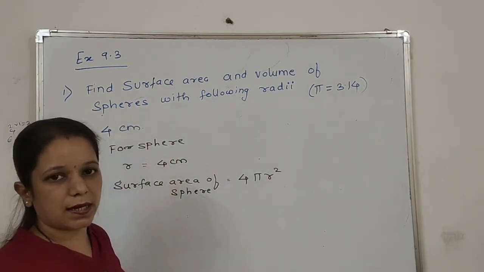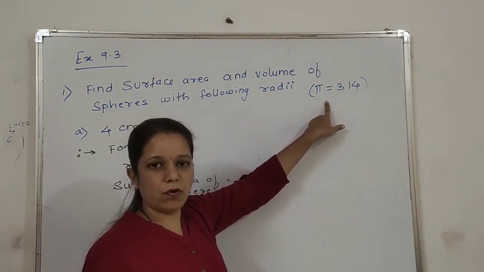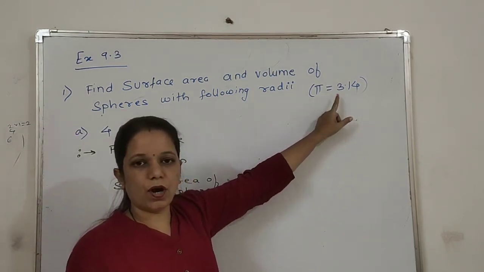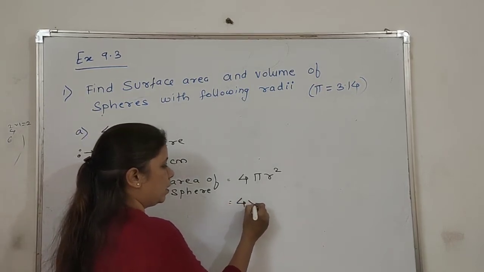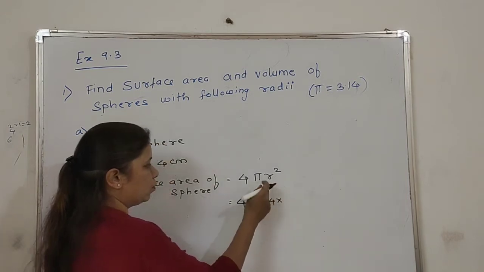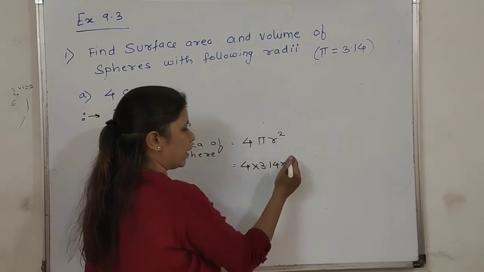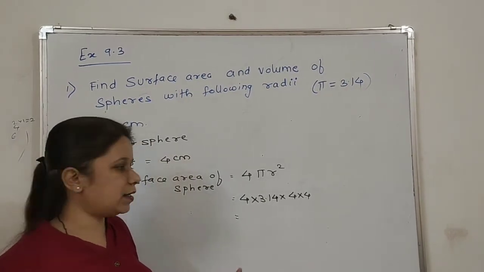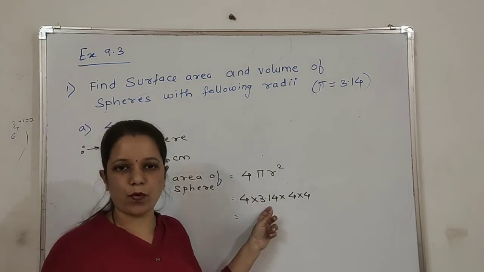All the dimensions are given to you. The value of pi is given as 3.14. It may vary according to question. You can take it as 3.14 or 22 by 7. So here 4 into pi value is 3.14 into radius of sphere here given is 4 square. So 4 into 4. Now the calculation part is very simple. 4 4s are 16, 4 16s are 64 into 3.14.